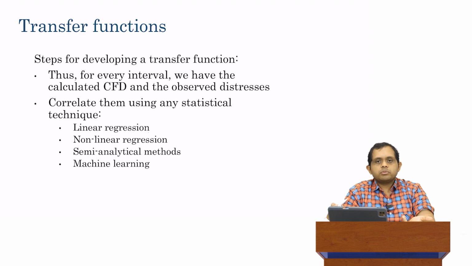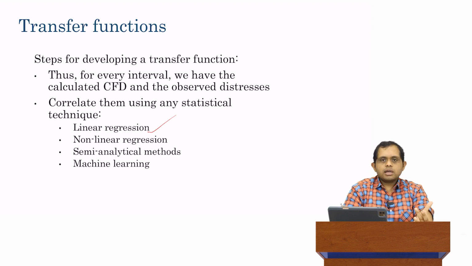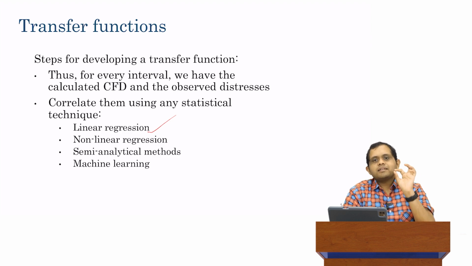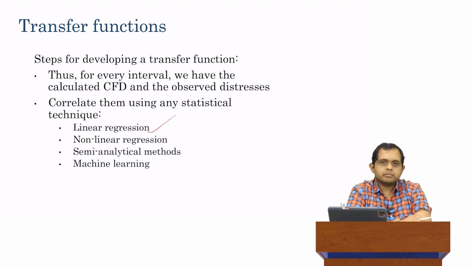There are many methods to develop a statistical correlation. Most of you are probably familiar with linear regression, and it has been used in many cases. There are also various non-linear regression techniques. There are certain semi-analytical techniques. What semi-analytical means is that we have some type of physics-based model, but it contains some empirical coefficients inside. So a little bit of physics, a little bit of empiricism is built into it. That's what we call a semi-analytical method.